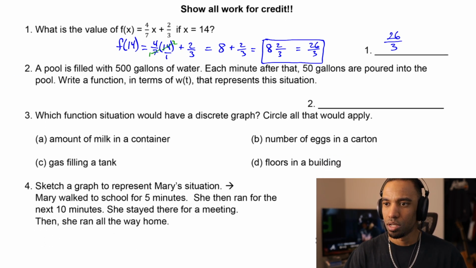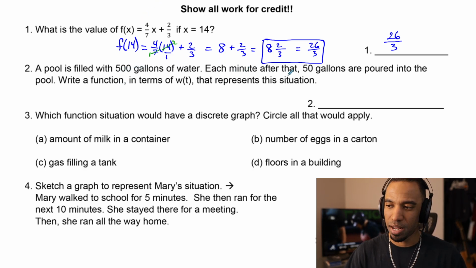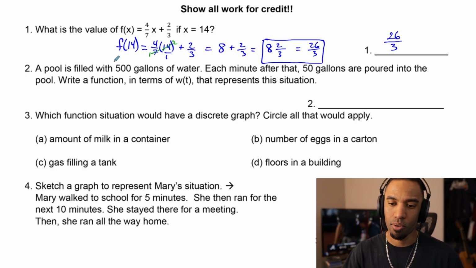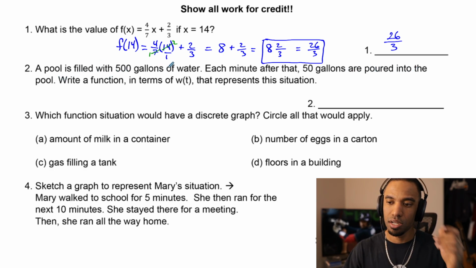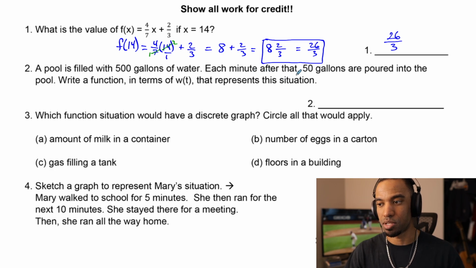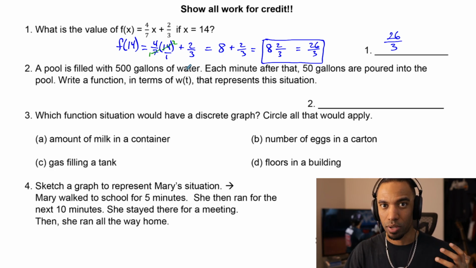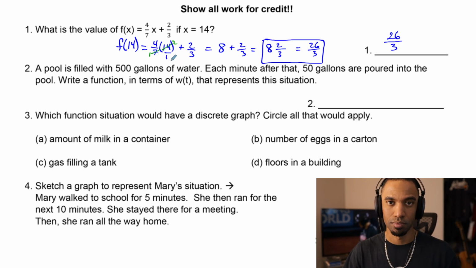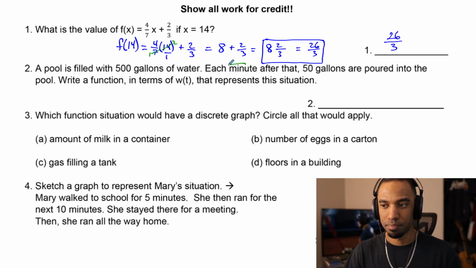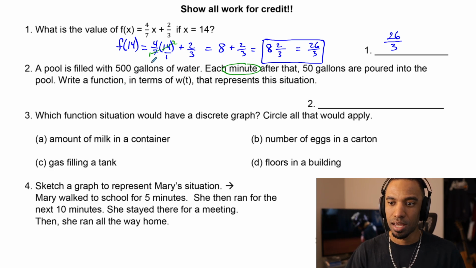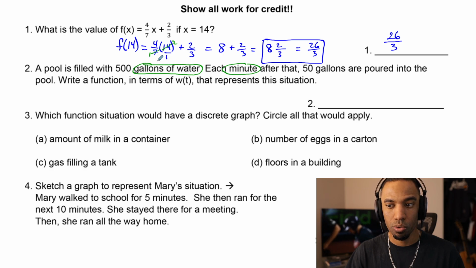Okay, number 2. A pool is filled with 500 gallons of water. Each minute after that, 50 gallons are poured into the pool. Write a function in terms of W of t that represents this situation. Now, W of t, they didn't tell you what's what here and what we kind of need to find. What we don't know right now is in total how many minutes have passed by and how many gallons of water we have inside the pool in total.